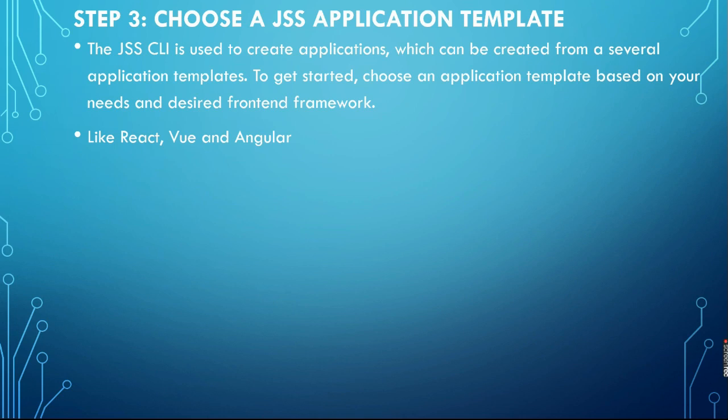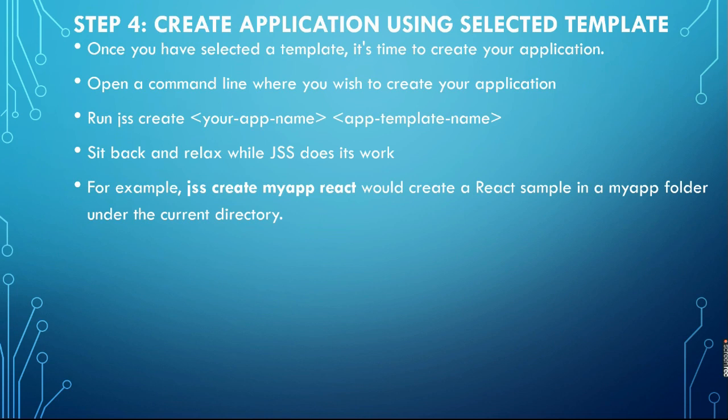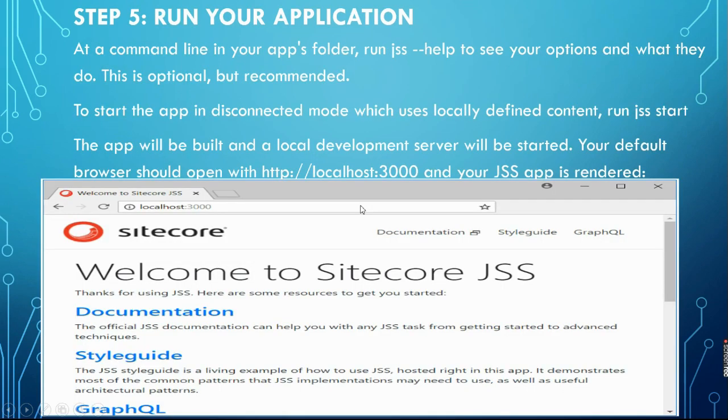After that, you need to choose a template which is suited for development. For example, I am taking the React application template. So I am creating an application based on my template. I give the command jss create, my application name is my app, and react. React is the application template for it.